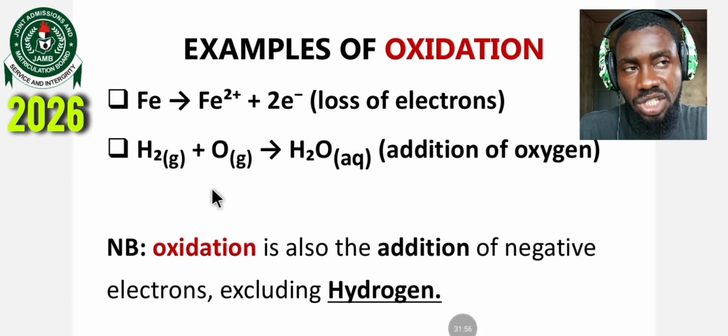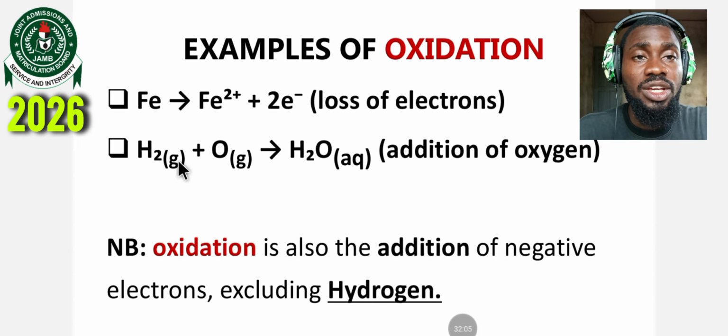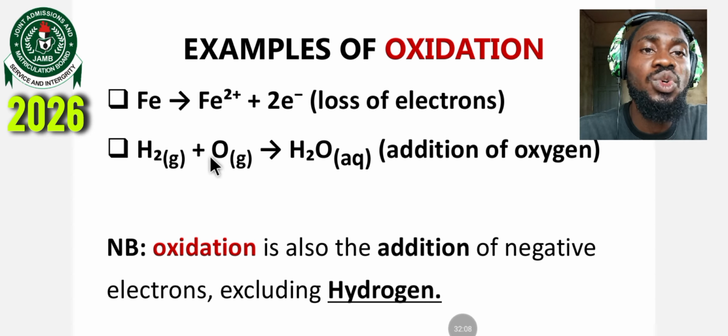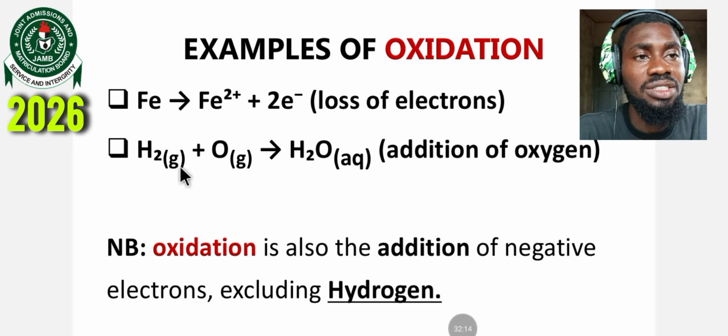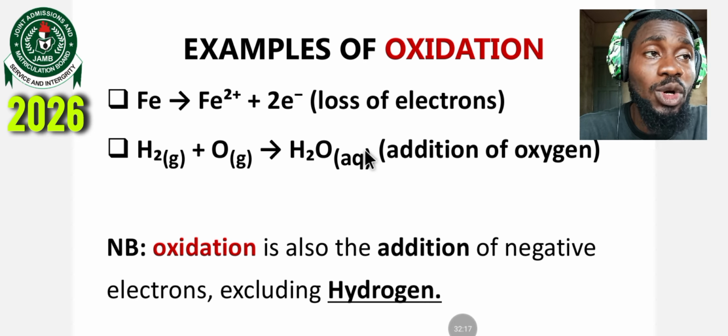The second example we have here is the addition of oxygen. Hydrogen is an electropositive element. So addition of oxygen: when hydrogen reacts with oxygen, it forms water. Can you see? Addition of oxygen is also oxidation.